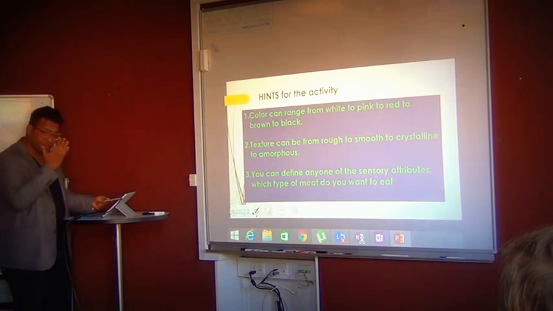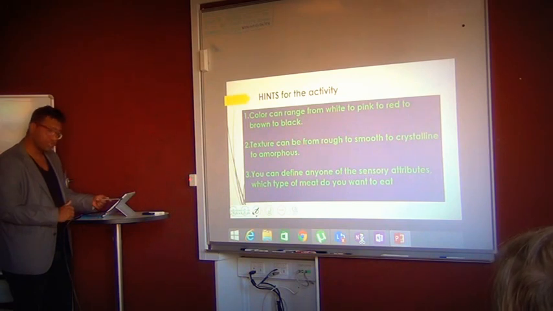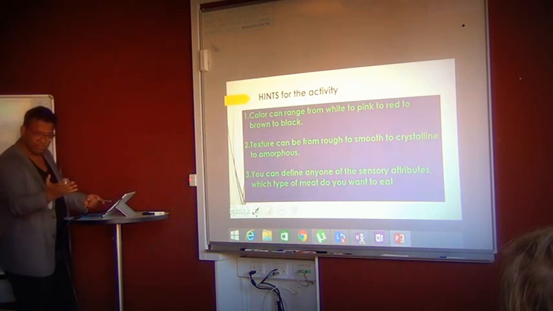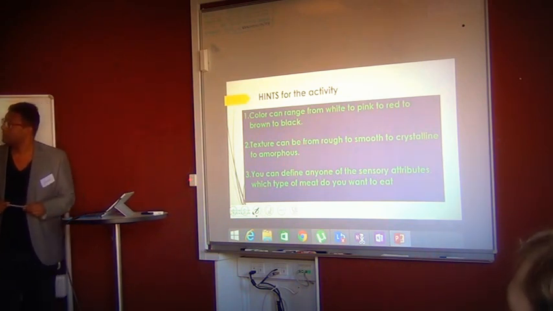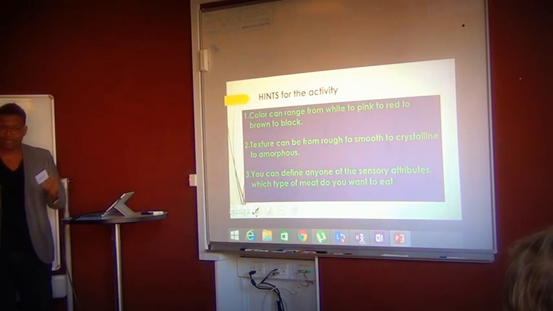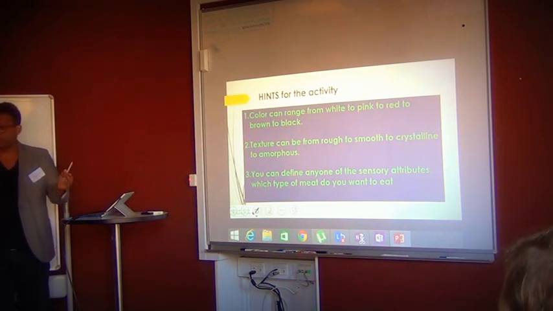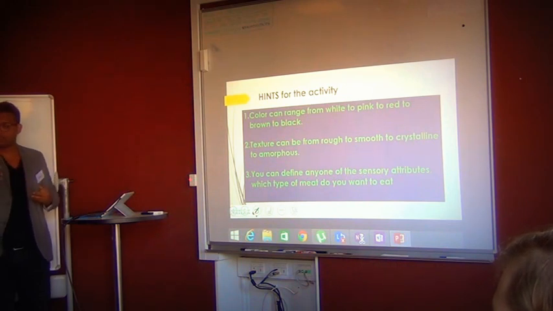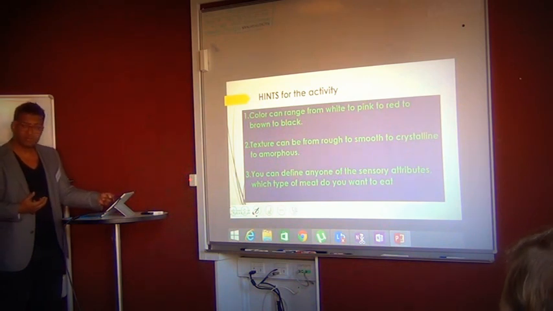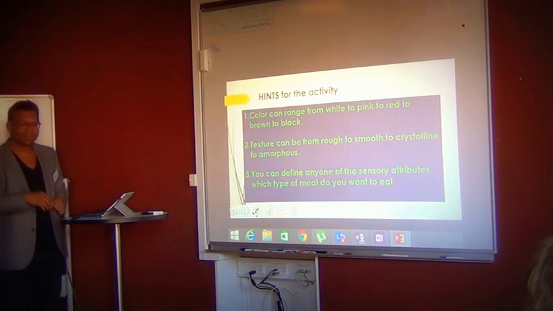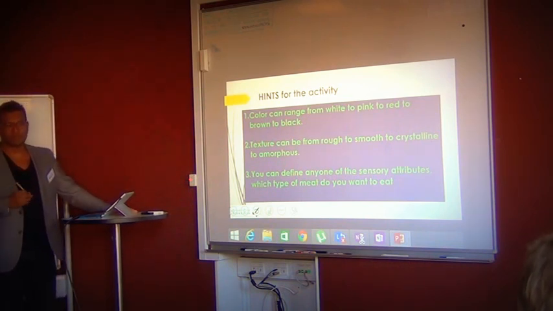Then you look at the meat product closely and comment on the texture, whether it's smooth, rough, crystalline or amorphous. And third, you define which of the meat products, when served on a plate, you would want to have, which one pleases you the most. So you have 3 minutes for it. You can take a piece of paper in your notebook and write down which product you would like, based on color, texture, and which sensory attributes really attract you. You don't have to eat it, but which product would you really prefer?